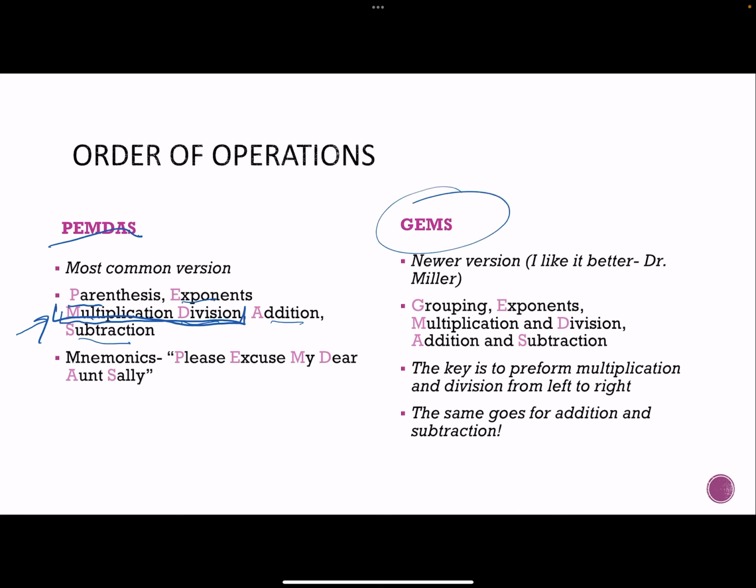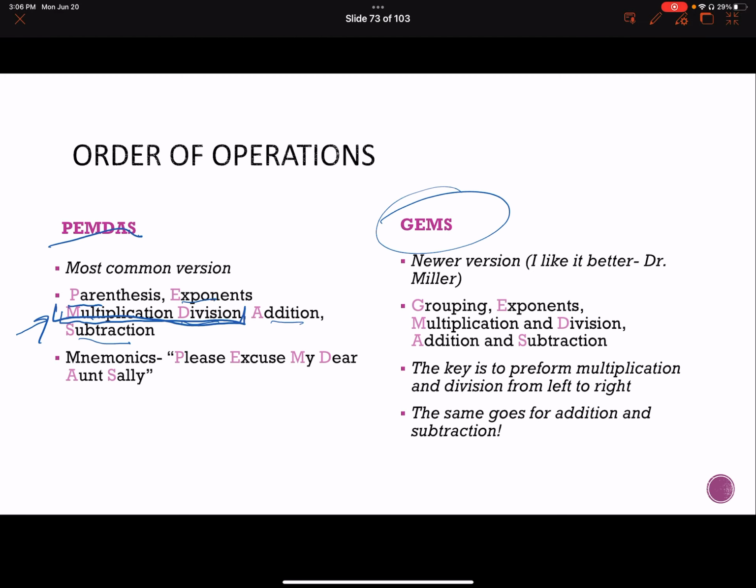So I have this newer version that I heard of, I'm pretty sure, on TikTok, and I like it a lot better, and it is GEMS. It stands for grouping, because it's not always parentheses. You can have brackets, you could have parentheses. I haven't seen these guys in a while, but they could be there. Exponents, multiplication and division, addition and subtraction.